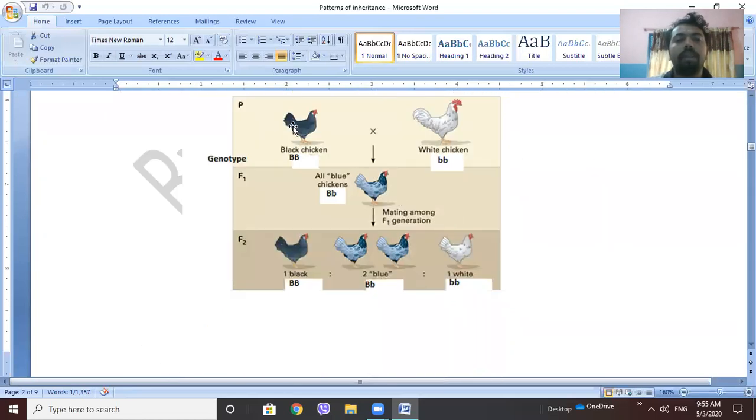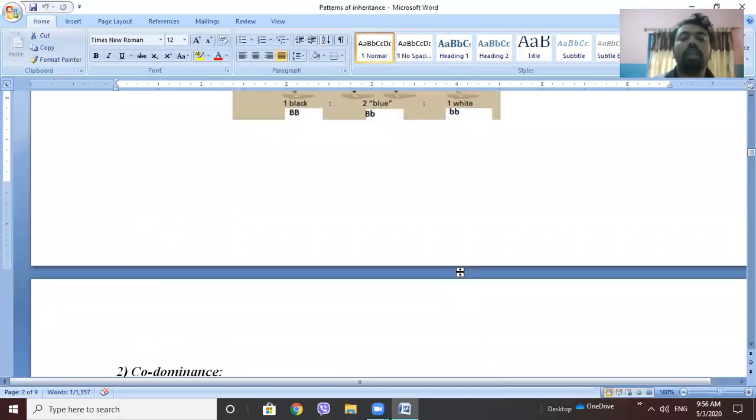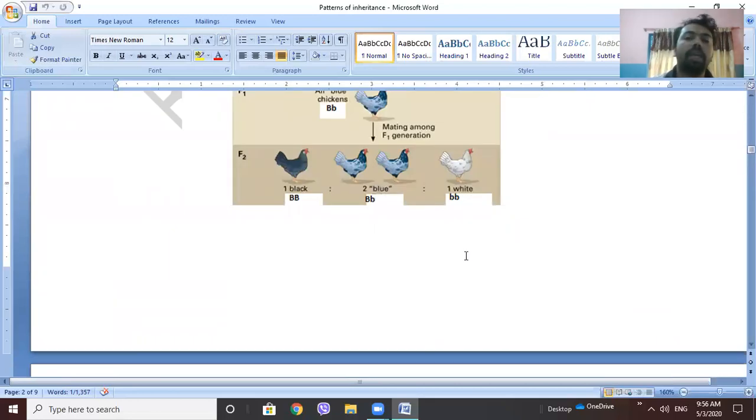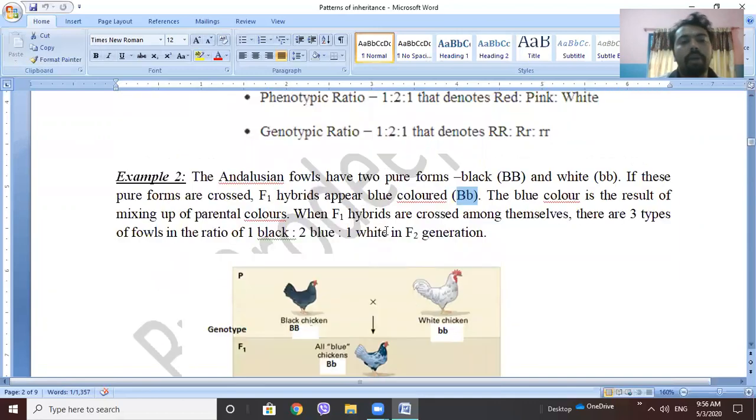So, let's look at this diagram. This is a black chicken. This is a white chicken. Now this is the genotype: capital B for black fowl, and small b for white fowl. In F1, we will have this heterozygous, and instead of showing black, it is intermediate between the black and white color, so it's blue. Now the F1 generation is mated among themselves, or cross-bred. Then in the F2 generation, we'll have one black, two blue ones, which are heterozygous, and one white. So the ratio becomes 1:2:1, both phenotypically and genotypically. So this is what incomplete dominance is all about.